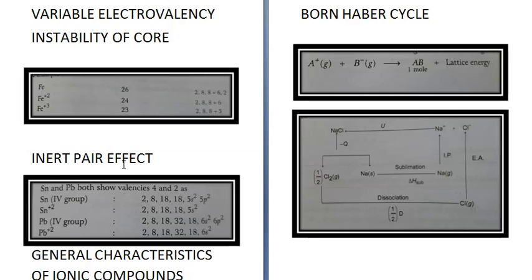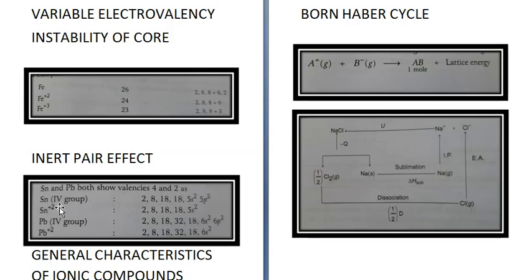Alright, now the inert pair effect: some heavier representative elements of the third, fourth and fifth groups show lower valencies, that is, only electrons present in the p subshell are lost and the ns2 electrons remain intact.